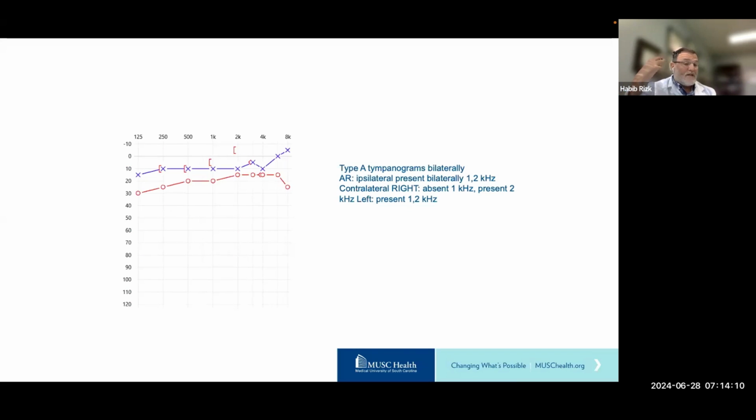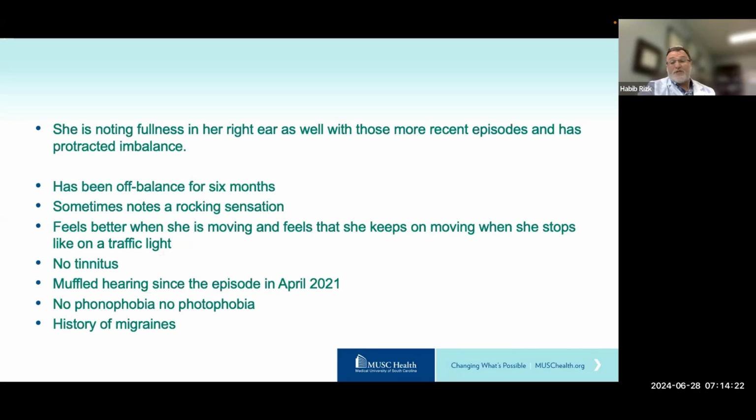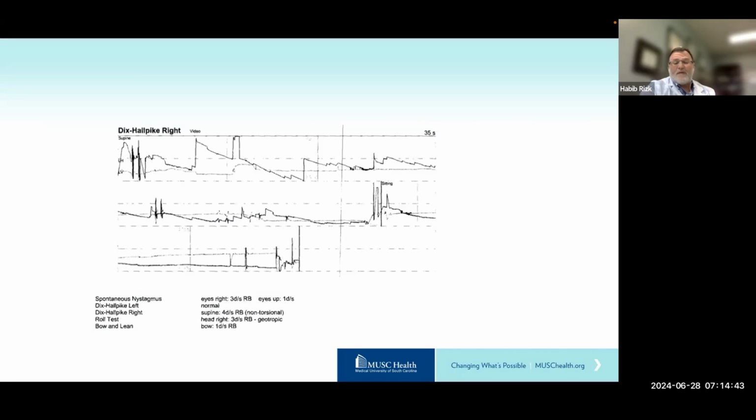She presented with a fullness in the ear, and an outside audiogram showed a low frequency hearing loss. When we repeated it, there was this small air-bone gap. Tympanograms were otherwise normal. And in addition to her positional symptoms, she was describing feeling off balance for the past few months, sometimes noting a rocking sensation. She would feel better when she's moving. She feels that she keeps on moving even when she stops, like at a traffic light. She didn't have migraine headaches or light or sound sensitivity. She didn't have tinnitus. She only had a history of migraine headaches that were not active.